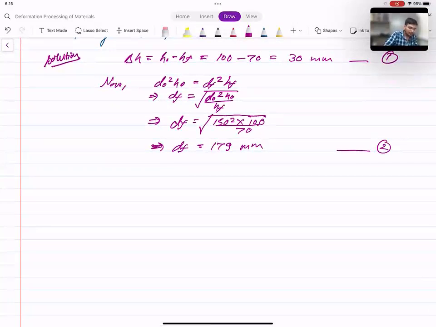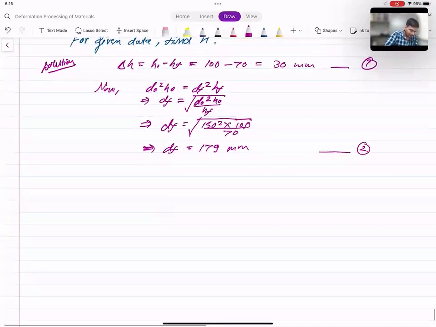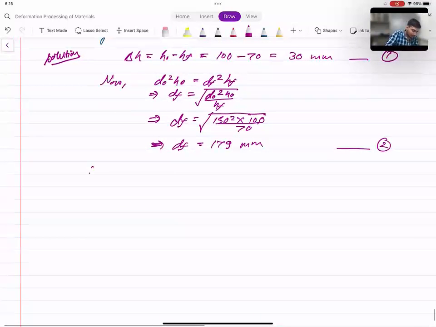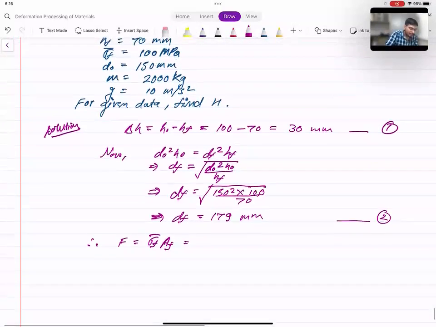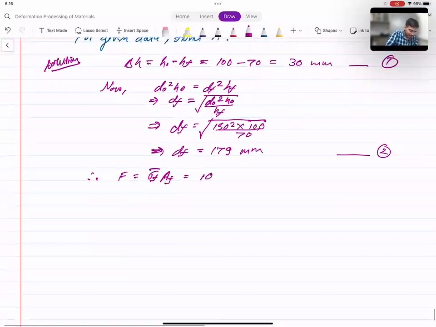Therefore the force will be sigma F bar into AF, where the sigma value is given to us as 100. Since this is in megapascals, we can put the area in mm square and we will get the value of force in Newton directly. So this is 100 into area, which is pi by 4 into dF, which we calculated as 179, in mm square again.